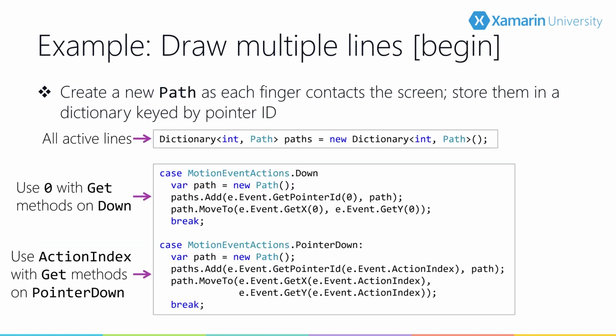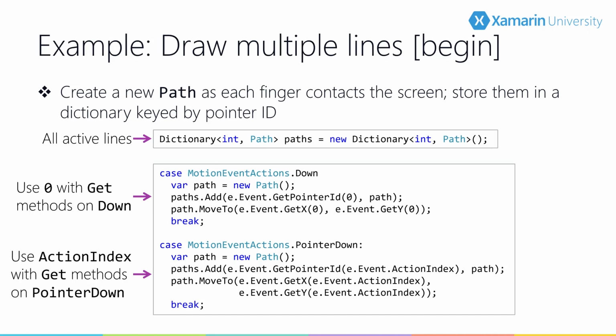Well, a convenient way to support multiple simultaneous lines is to use a separate path object for each line. As each finger contacts the screen, you create a new path object for that finger. Remember that each finger is identified by a pointer ID. You can use this to associate the finger with a path object. An easy way to do this is with a dictionary that uses the pointer ID as the key.